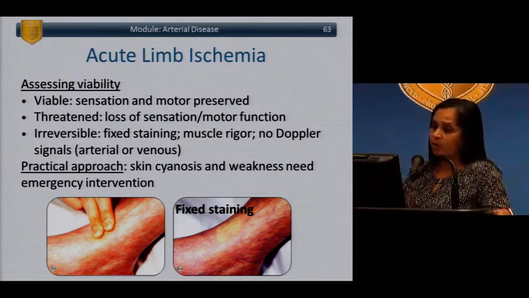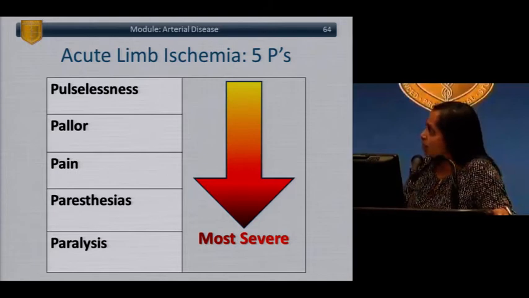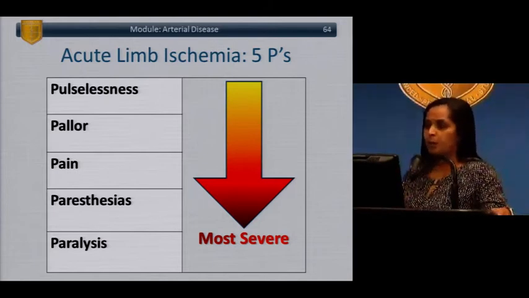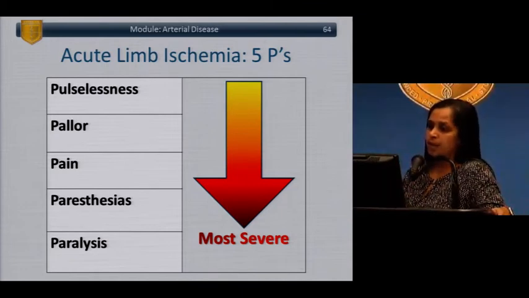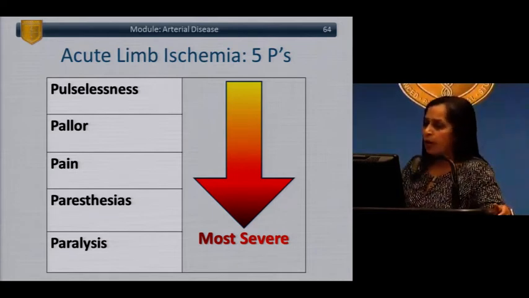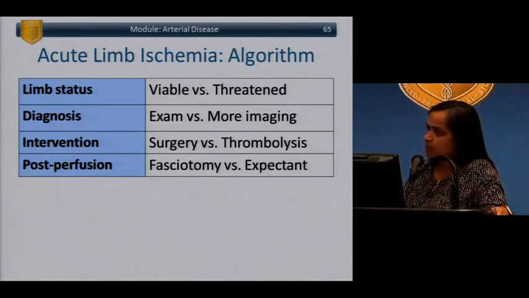require emergency intervention. So this is just the 5 Ps that we all learned in medical school of acute limb ischemia to consider when patients present with these symptoms. And they do go in order of severity. So pulselessness is probably early. Paralysis is one of the latest findings.